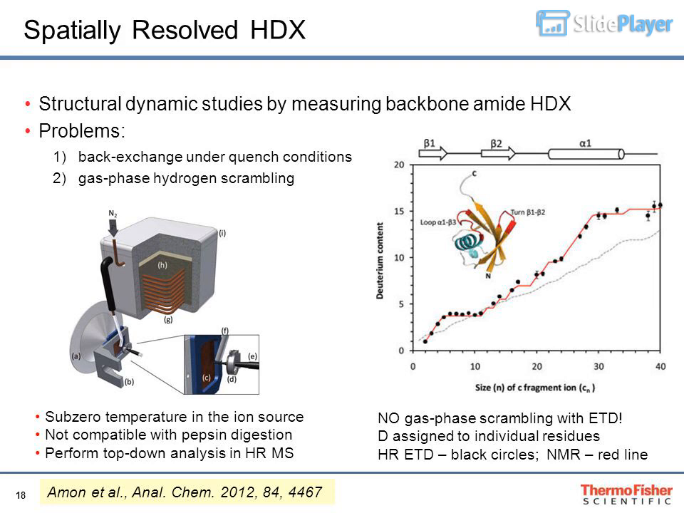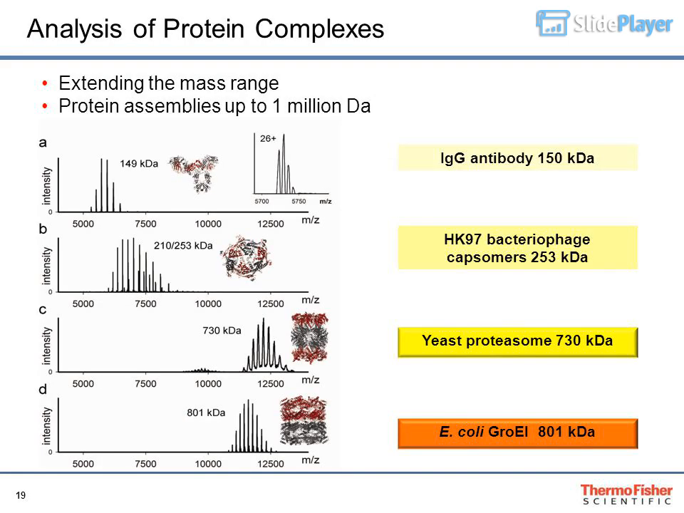HRETD, black circles, Inamair, red line. Oman et al., Anal. Chem. 2012, 84, 4467. HK97 bacteriophage capsomers, 253 kDa.